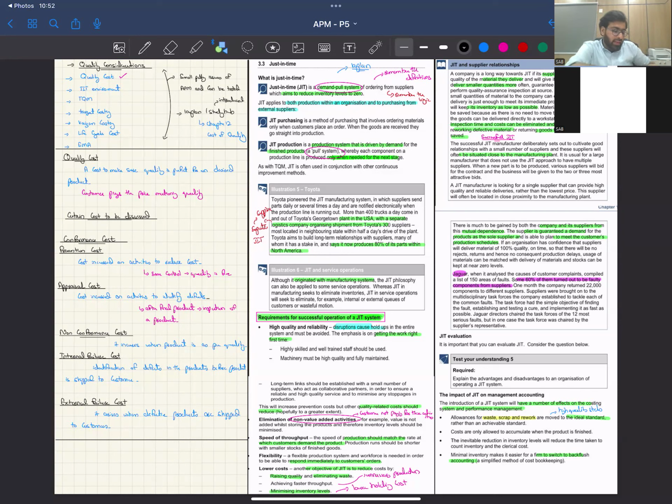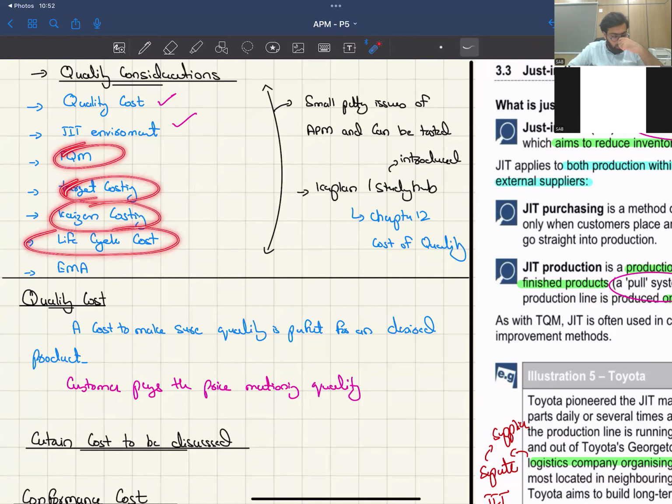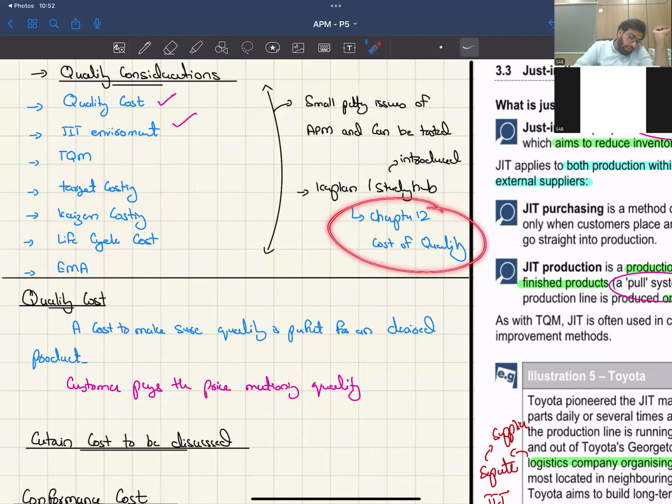So guys, in this class, we have covered quality cost and the JIT environment. In the next classes, we are going to cover the following: TQM, target costing, Kaizen costing, life cycle costing, EMA, and then your chapter 12 of APM will be done and dusted.